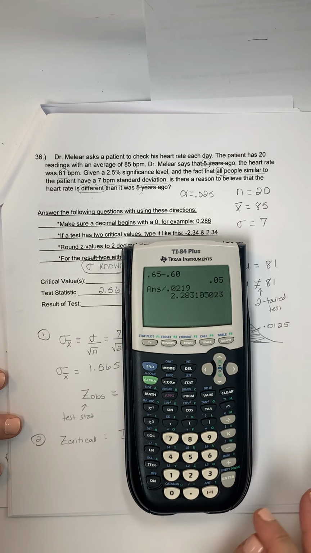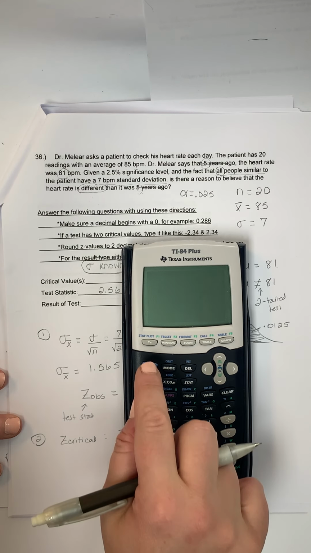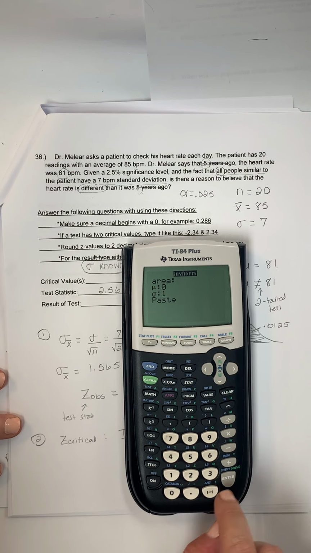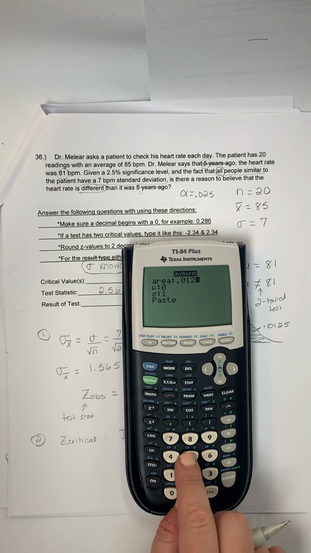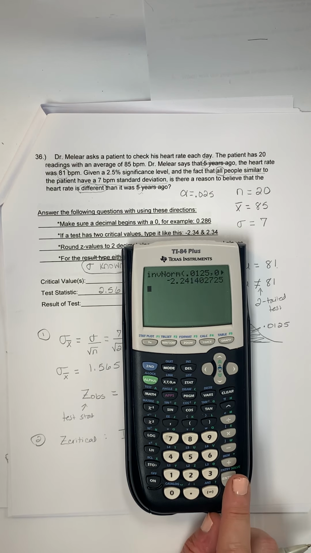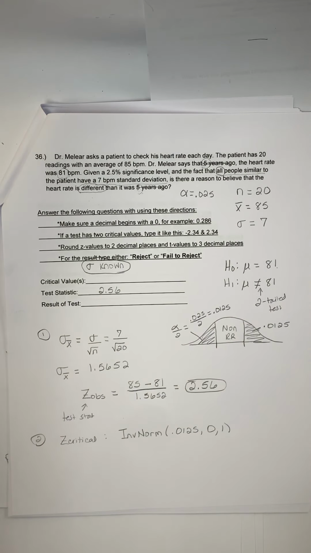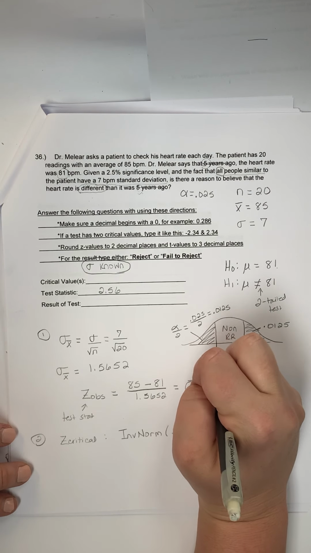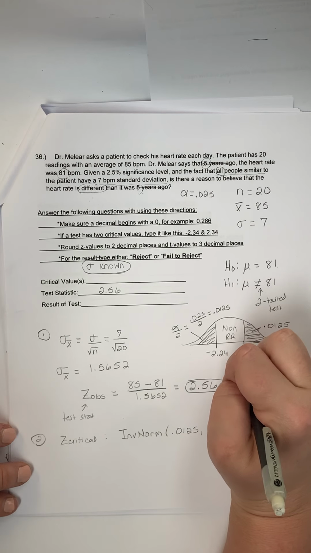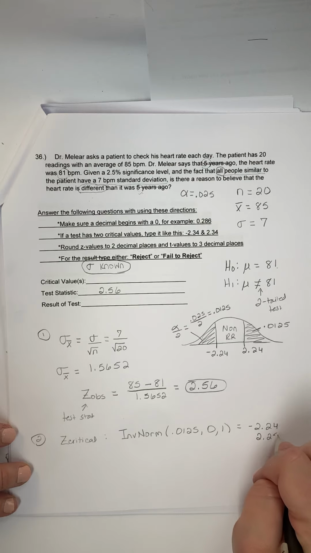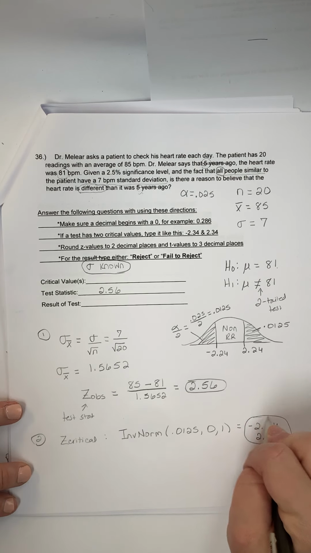Okay, here we go. Let's make sure we remember how to find inverse norm. Second, distribution. There's inverse norm. And my area on inverse norm is going to be 0.0125, and 1. There it is, negative 2.24. Now remember, I need 2 of these. So what's the positive one going to be? Positive 2.24. Those are my 2 z criticals.